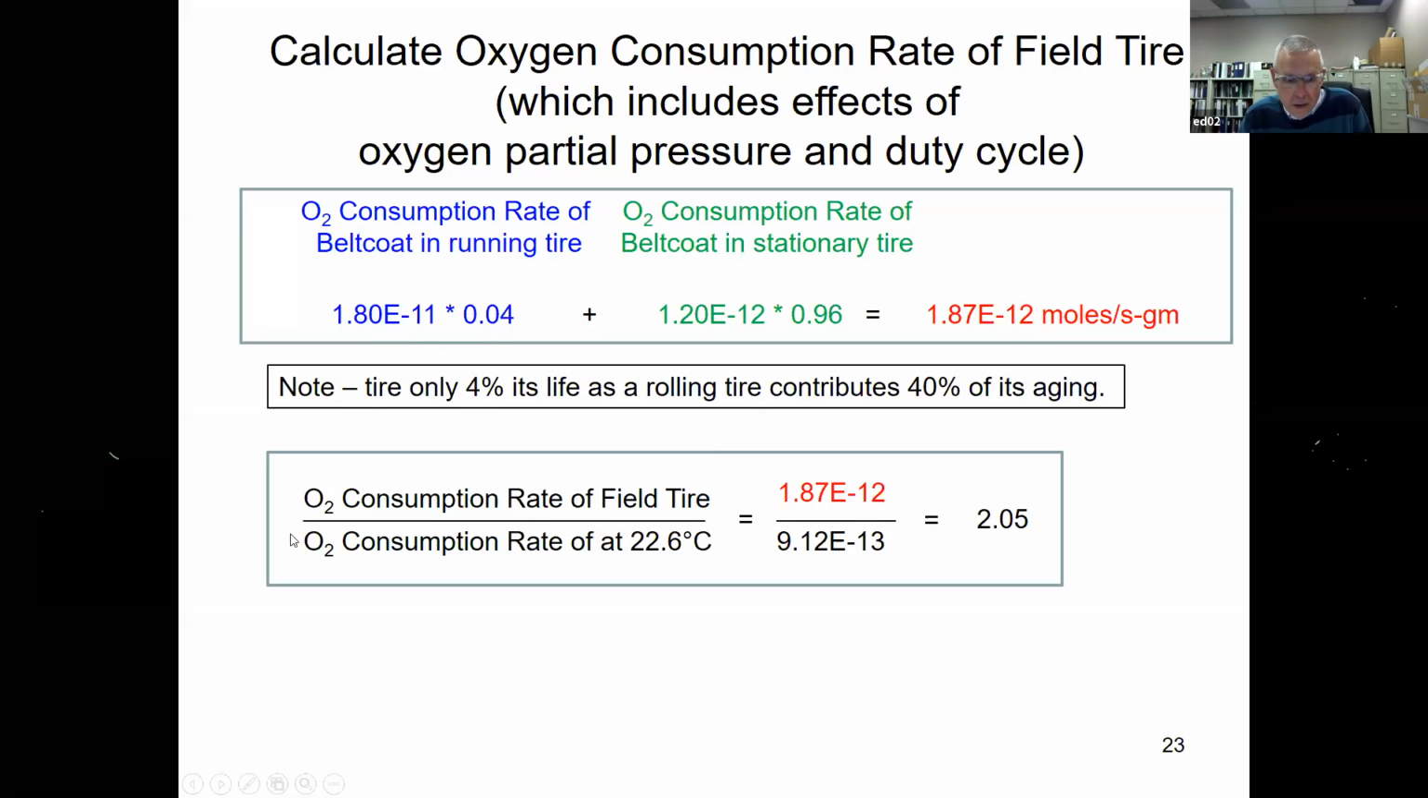Okay, so now in our earlier work, we had predicted the oxygen consumption rate at 22.6 degrees C, and now we have this oxygen consumption rate of the field tire. And the ratio of the rates, the relative rates, is the shift factor. Shift factors are relative rates. Okay. So now we have this shift factor that incorporates these two additional effects of 2.05.